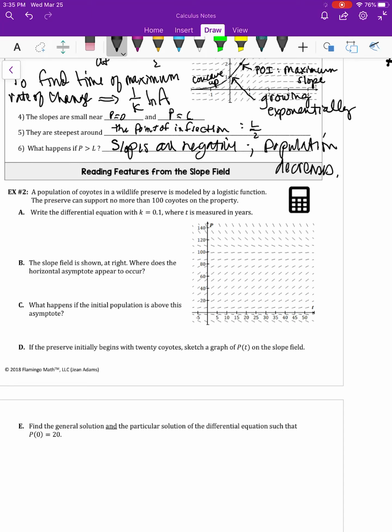Okay. Example number 2. A population of coyotes in a wildlife preserve is modeled by a logistic function. The preserve can support no more than 100 coyotes on the property. Write the differential equation with k equal 0.1, where t is measured in years. So our dp/dt is equal to, k was 0.1 times p times 1 minus p divided by our maximum of 100.